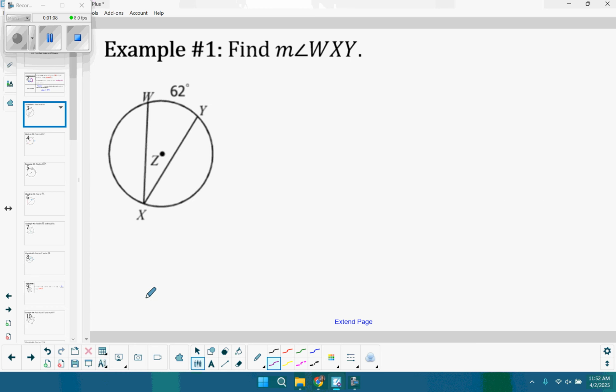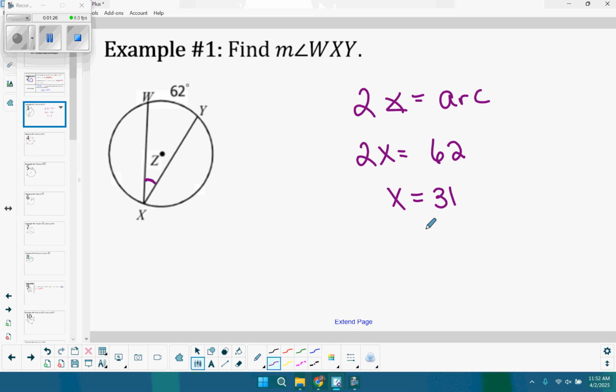So for example 1, we want to find the measure of angle WXY. So we're looking for this angle over here. So I'm going to set 2 times angle equals arc. So 2 times x, we don't know it, equals the arc, which was 62. And we're just going to solve this. Divide by 2 on both sides, we get 31. So the measure of angle WXY is 31 degrees.